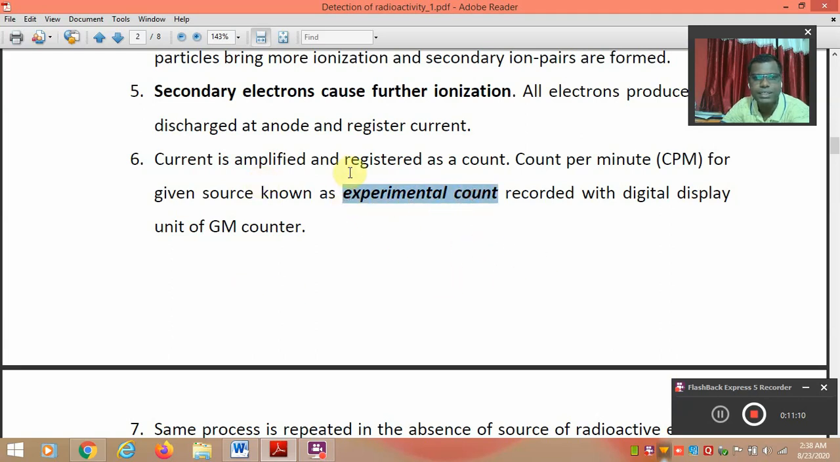So this current is amplified and registered in the form of counts per minute in the presence of a given source, and that's why this count is called the experimental count, which is recorded with the help of the digital display of the GM counter.